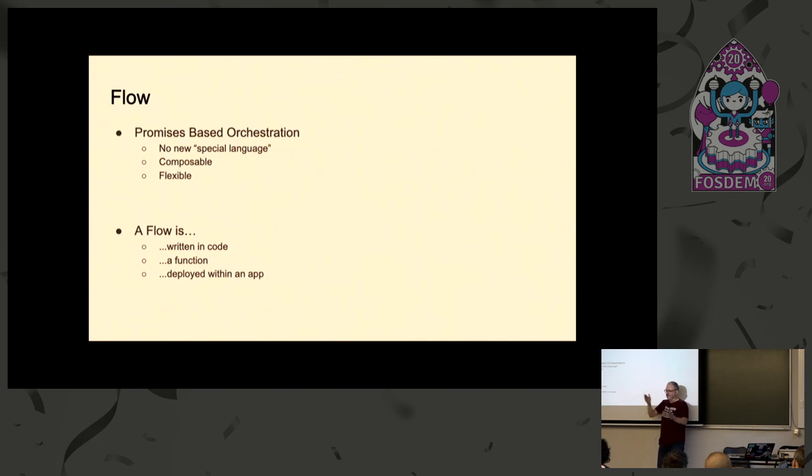It can be synchronous, asynchronous, in series, in parallel. And it's written in your code as a function, and you deploy it within the app as a function. Only your good sense stops you putting business logic into the function. Remember, the flow is supposed to be a conductor, not an instrumentalist. If you start getting it to do both at once, things will go wrong.